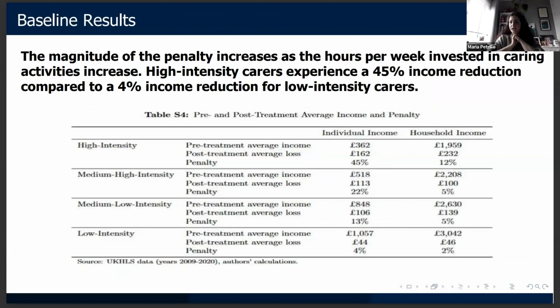And you can see that there is actually a big difference between these different 4 groups. We have that high intensity carers show a relative income penalty of 45%, while this goes down to 22% for medium high intensity, going down to 13% for medium low intensity, going down to 4% for low intensity carers.